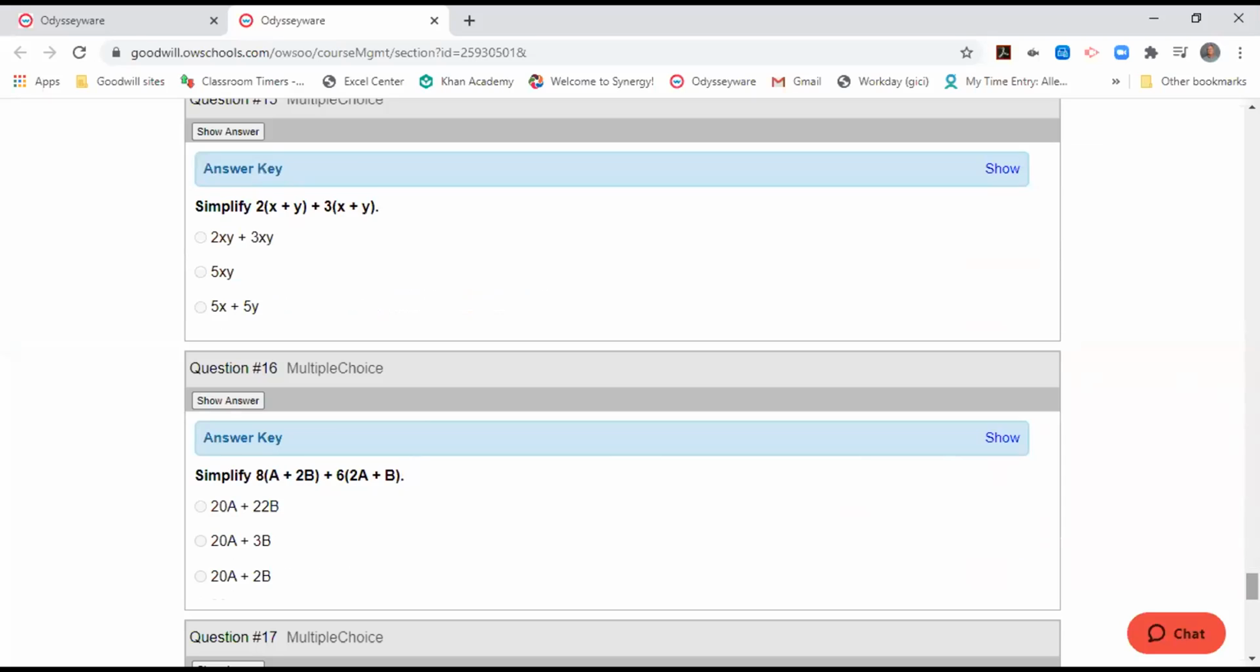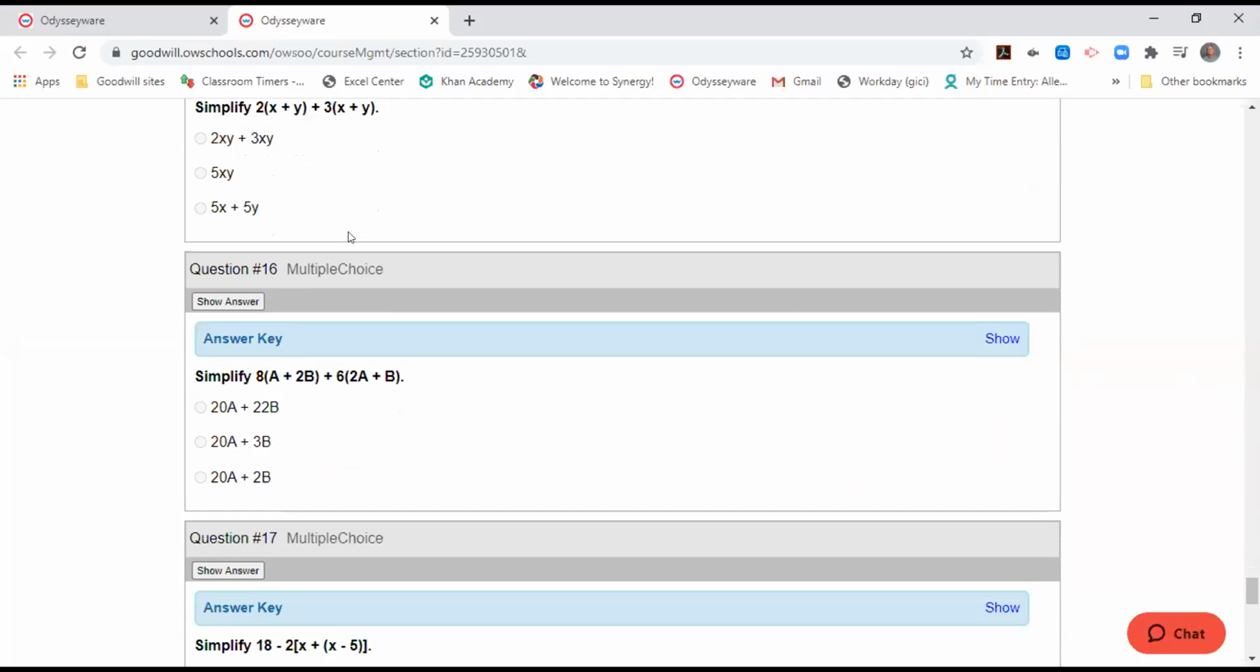So what I started to say here is there's going to be plenty of examples as you work through these multiple choice questions. Like question number 16, it says simplify 8 times the quantity A plus 2B plus 6 times the quantity 2A plus B. You've got two different distributive property problems there. You're going to have to solve each part of that and then look to combine your like terms.